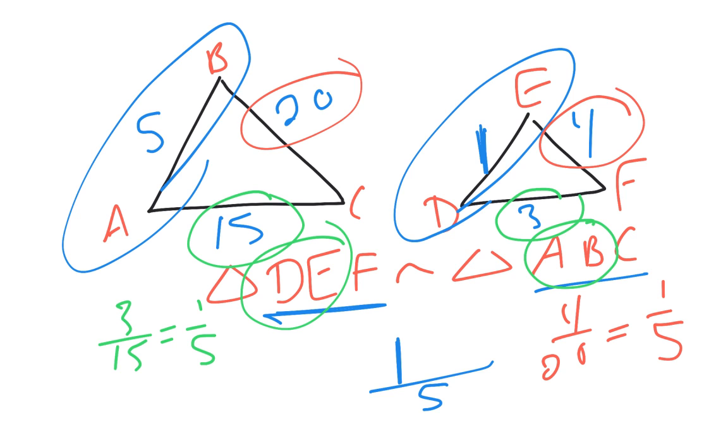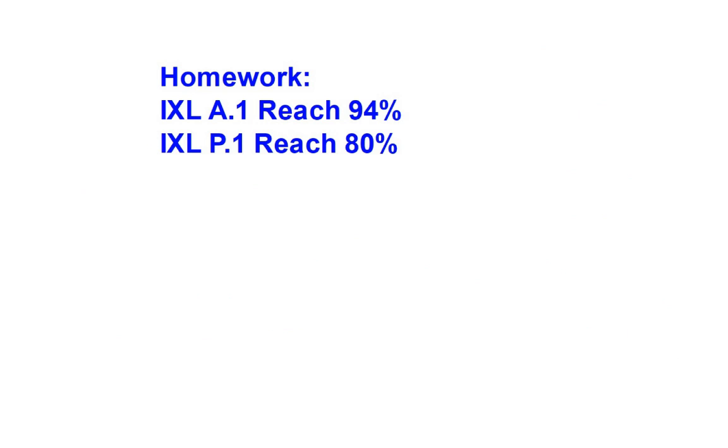Hey guys, are you listening? EF matches with AB. And then last but not least, DF matches with AC. Okay, the order is told to you in the similarity statement. You have 2 IXLs to do.